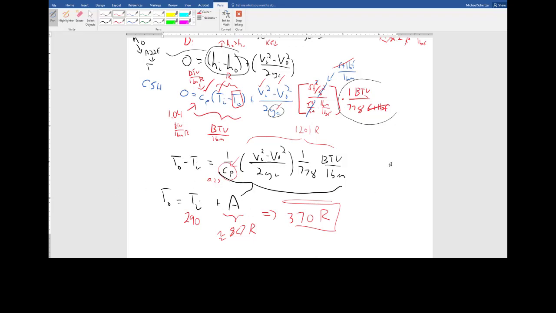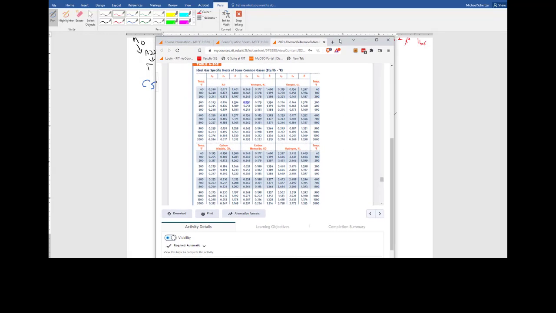Quick question. Wait, so how do you get CP again? There's some judgment that happens here. In this case I'm picking a number close to the inlet, because that's the temperature we know. We could check: 290 is something like 0.25, and the final answer was 370, so it's less than 0.251.